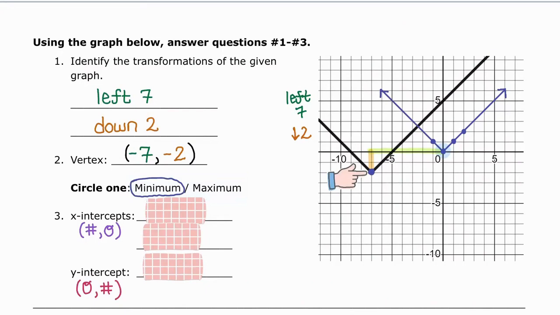And then my x-intercepts, where does my graph cross the x-axis? So I'm going to color those in and be sure you've listed those as points. So I've got one at -9, 0, and one at -5, 0. And the last one is the y-intercept. So where did it cross the y-axis? And that hopefully was located at 0 and +5.